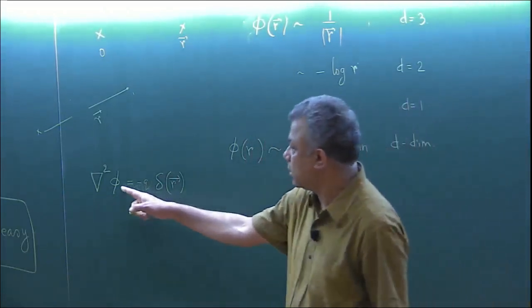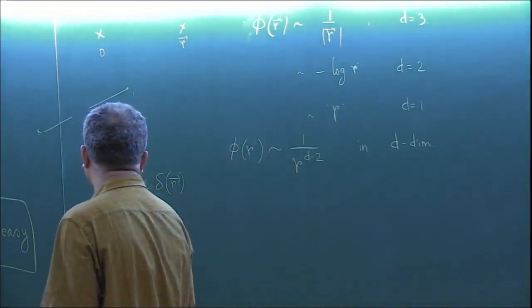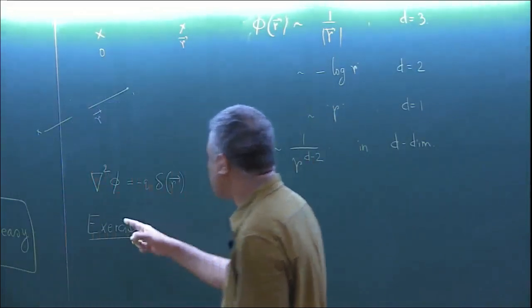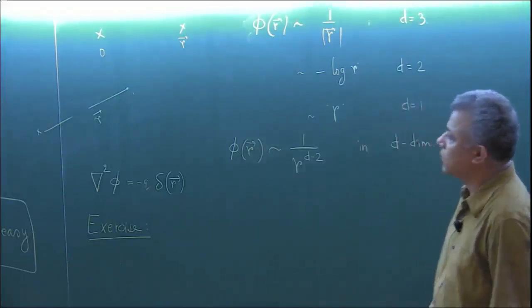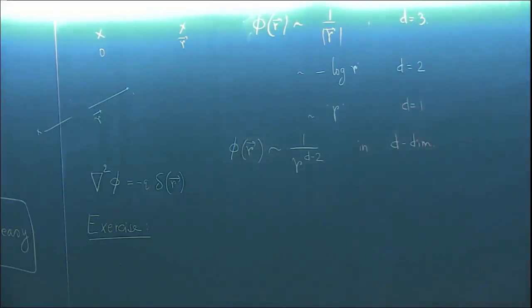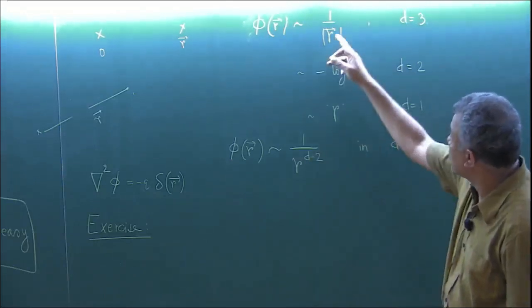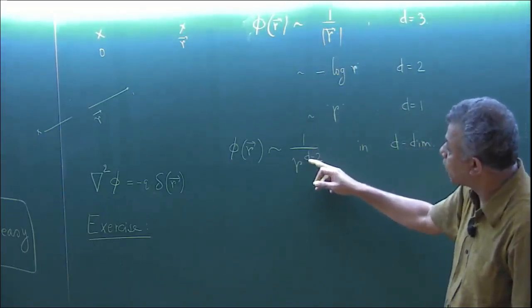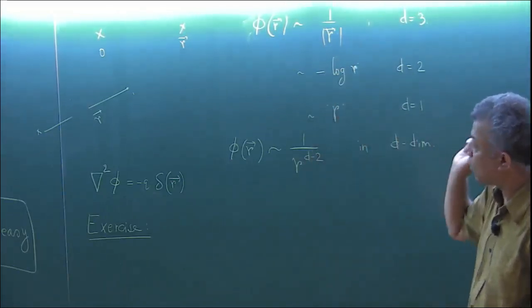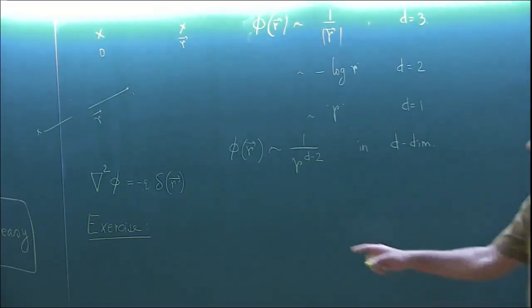This is an exercise. The solution of this equation is precisely this: phi at a distance r in d dimensions goes like 1 over r to the power d minus 2. So if you take d equal to 1, you get linear. If you take d equal to 3, you get 1 over r. If you take d equal to 2, you have to be careful, because whenever the exponent goes to 0, roughly speaking, it becomes a logarithmic interaction, repulsion. So, exercise: show this.